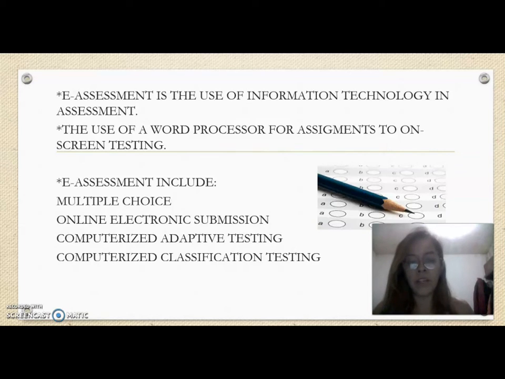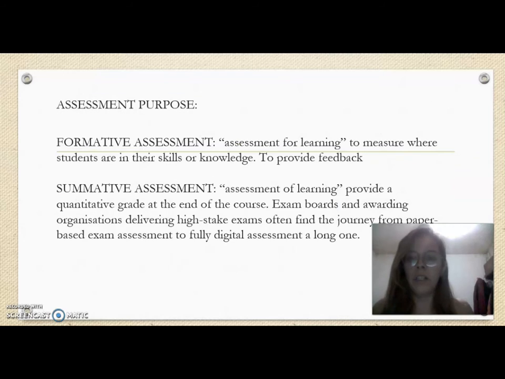When you are using e-assessment testing, you can use multiple choice testing, online electronic submission, computerized adaptive testing, and computerized classification testing. So as you know, multiple choice is the most popular when the teacher is making an exam, and also it's easy for students to answer.